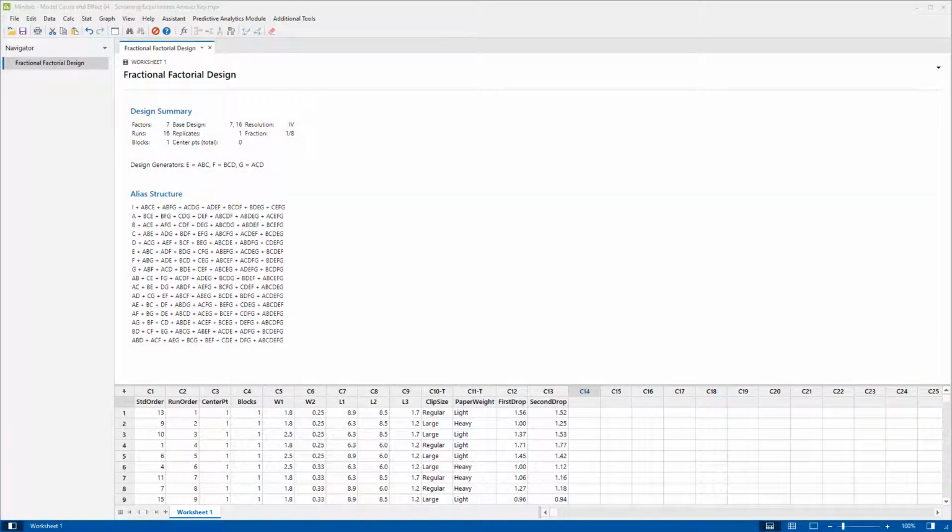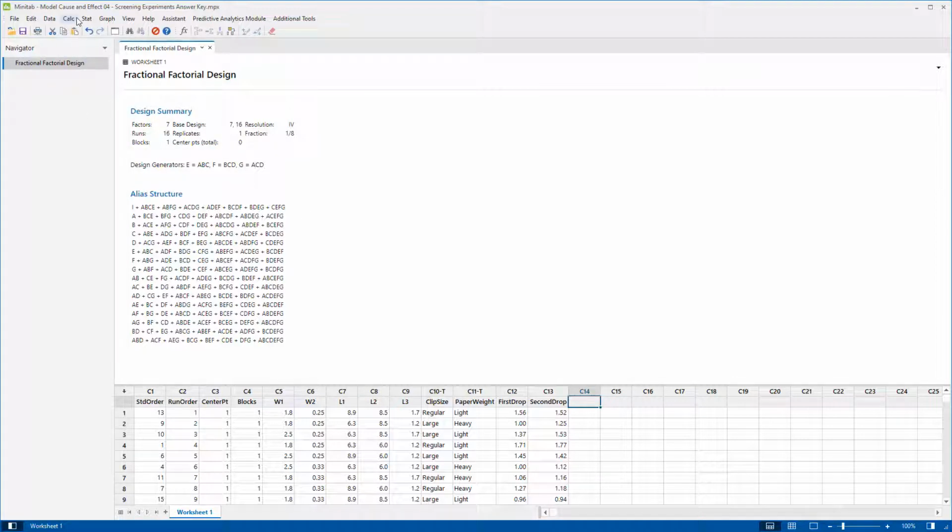All right, so I've done the experiment, and I'm now ready to do the analysis. I've recorded the time of the first drop in column C12 and the time of the second drop in column C13, and now I want the average. I want to analyze the average of those two times.